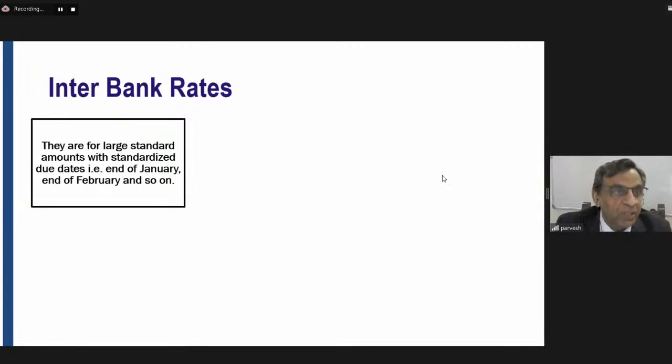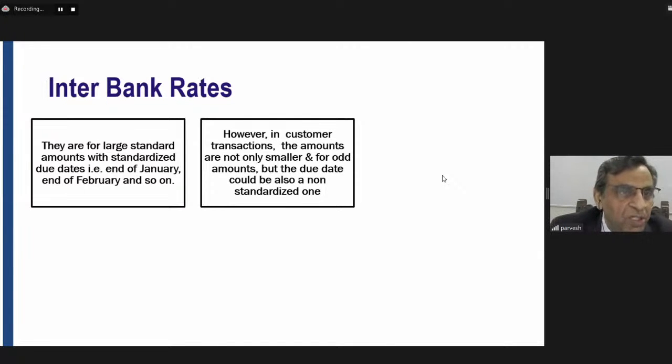Then you'll understand why we are doing what we are doing. Interbank rates are large standardized amounts with standardized due dates. They are large amounts because it's the trade happening among the large banks. So it's a standard amount on standardized dates, that is, the end of January, end of February, like this. I said rates are always given at the month end, but the transactions are happening every day. So interbank rates are standardized, applicable for large dealings, and always given at the month end.